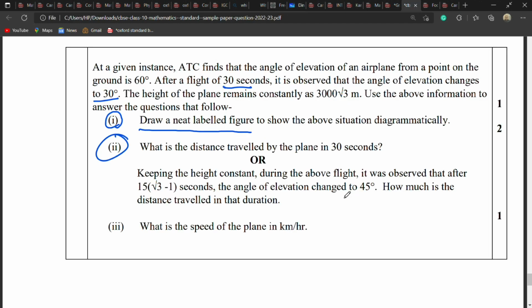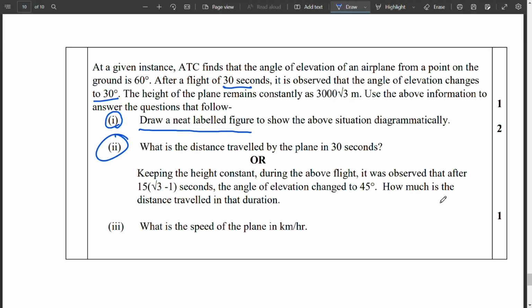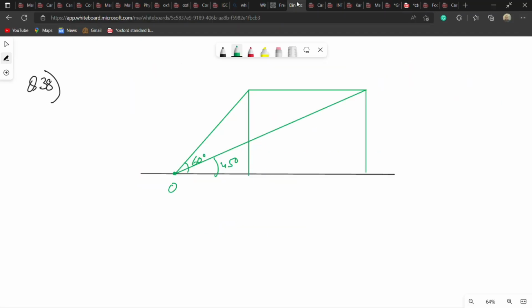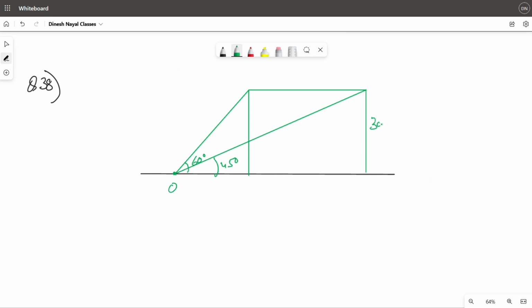Now let's go back to the question. So in 15 root 3 minus 1 seconds, the angle of elevation changed to 45 degree. As you can see, the height is again constant, so there is no change in the height. Height is constant means, as previously, it is 3000 root 3 meter. So this will also be 3000 root 3 as the height remains constant.